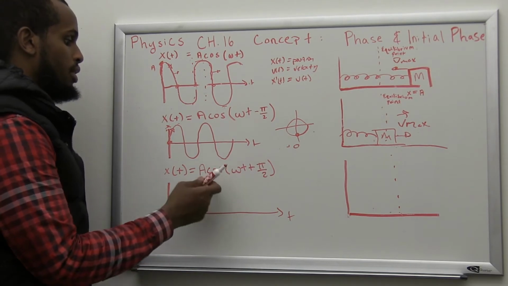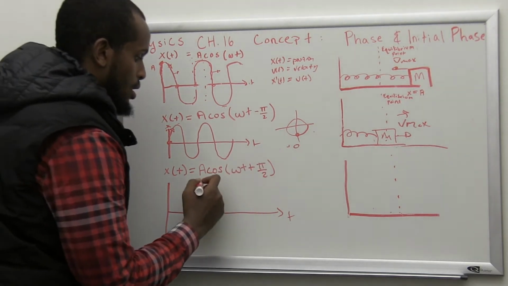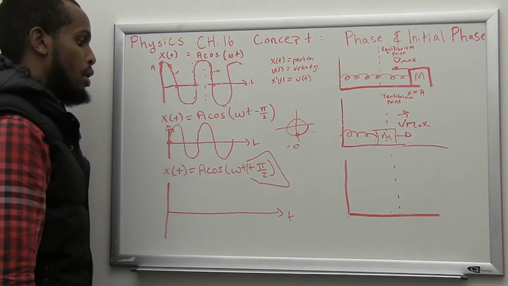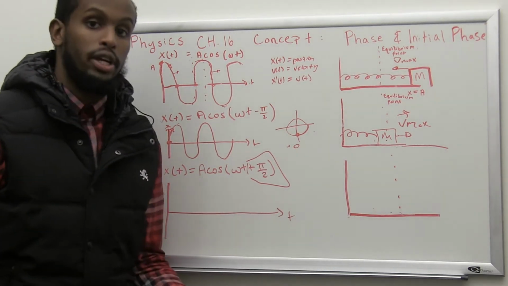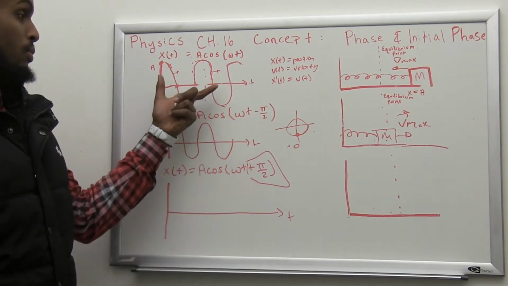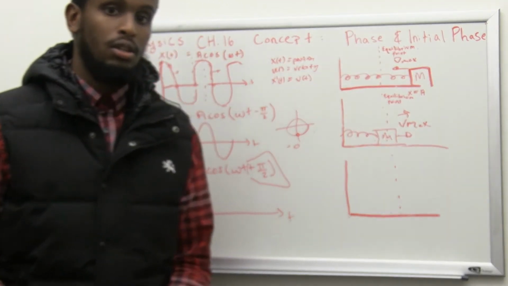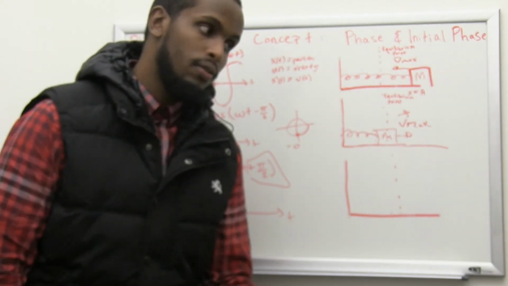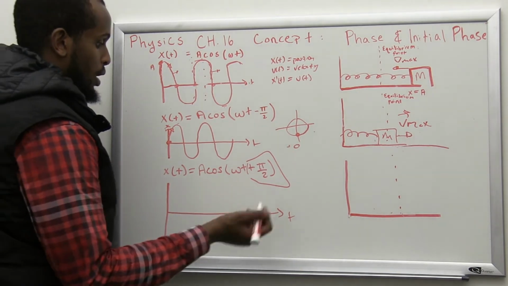So now if you have cosine of wt plus pi over 2, what changed from the original function was that plus pi over 2. So now if you have plus pi over 2, that's your initial phase, right? So what happens from this function to this function? You add a pi over 2. So what changes? Does it go to the left? Does it go to the right? It's going to go to the left. Why? Because it's plus. It's going to go to the left because it's plus.